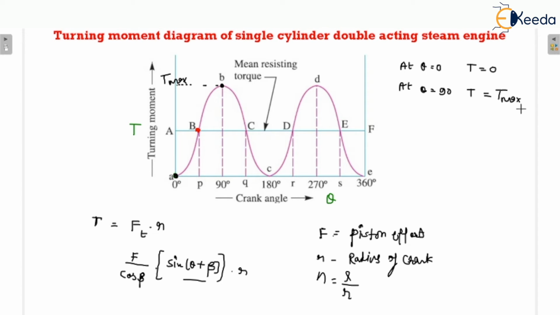And it is again 0 when the crank angle is 180 degrees. Again 0 when the crank angle is 180 degrees, and the graph is repeated. T is equal to 0. So it is shown by the curve ABC, and CDE is similar to ABC.